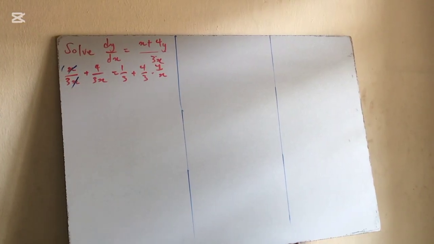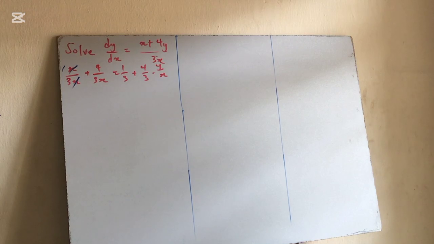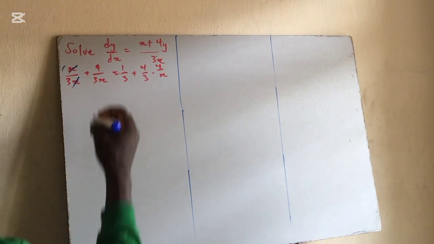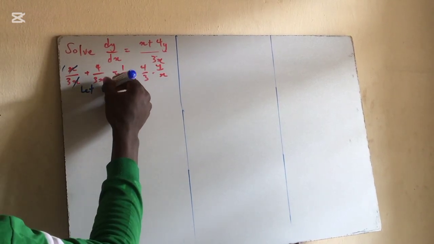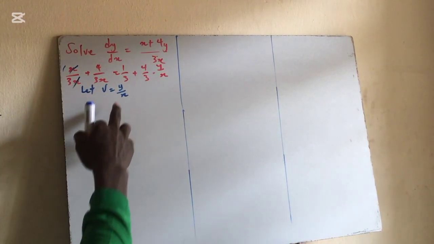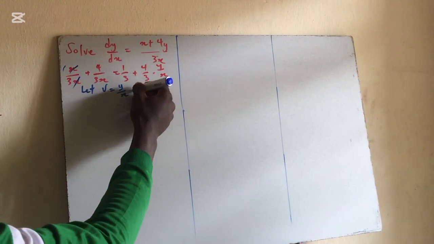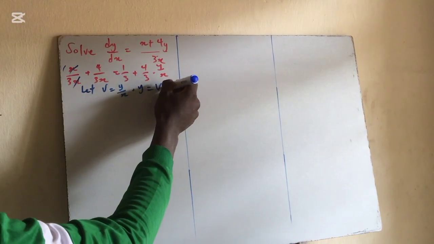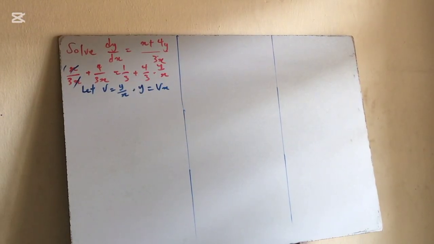I'll make v equal to this y over x. I said you'll be representing the complex part by a variable. So I'll just say let v equal y over x. So I'll just make y the subject of the formula. So y will now be equal to vx. You will see the reason why we are doing this when we move on.